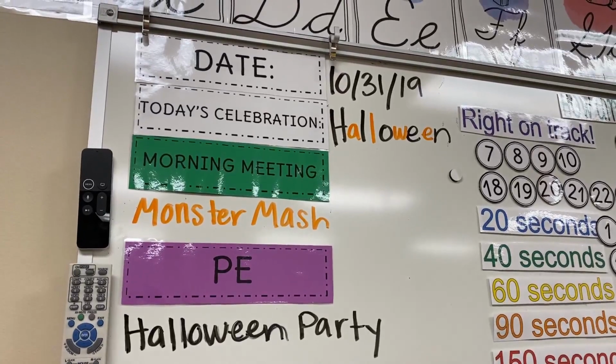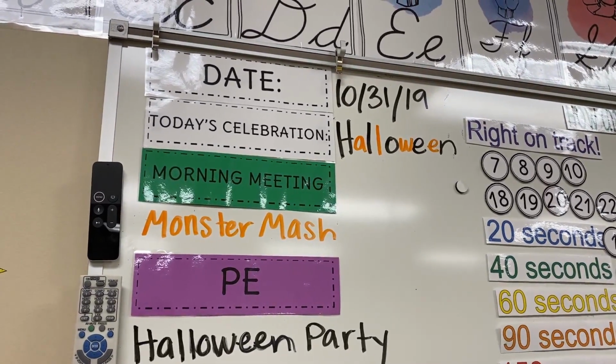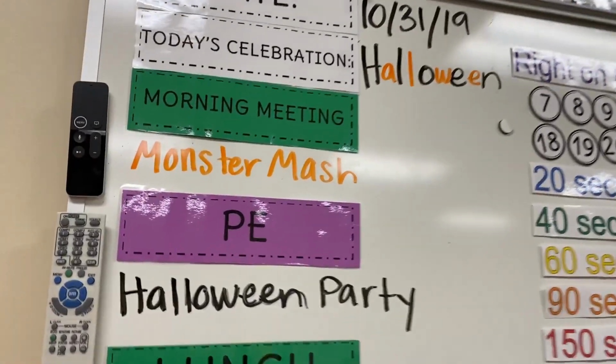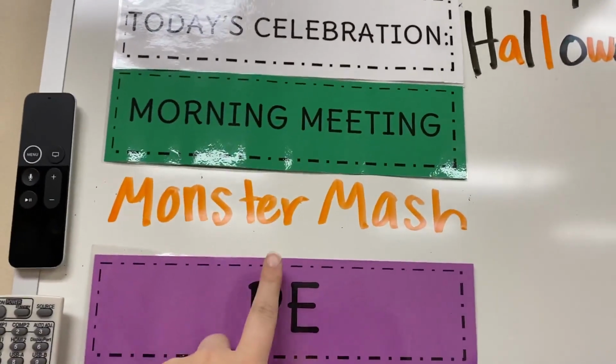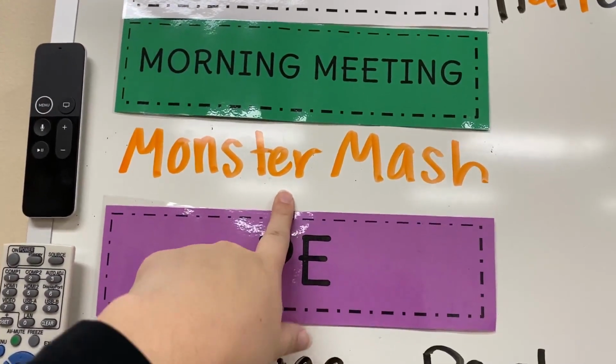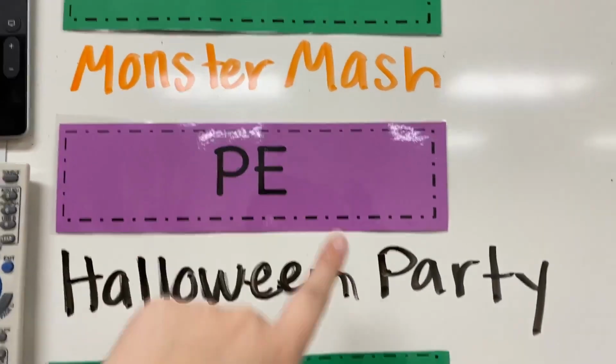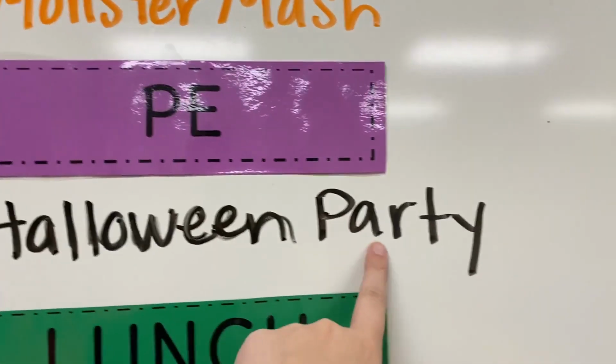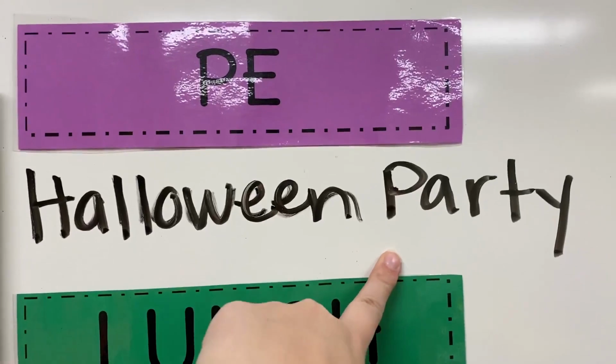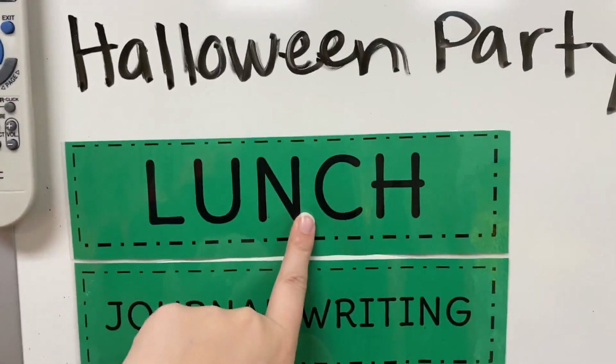So I'll just show you our schedule first. Okay, here is our schedule. It is Halloween, we're gonna do our morning meeting, and then my class has been learning the Monster Mash in sign language, and so we're gonna go caroling around the school until they go to PE. They'll come back and we're gonna do a Halloween party, and my sisters are gonna come help me do that. And we'll just do that right until lunch.